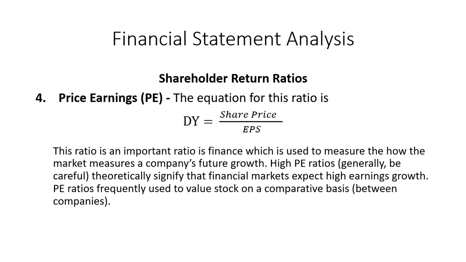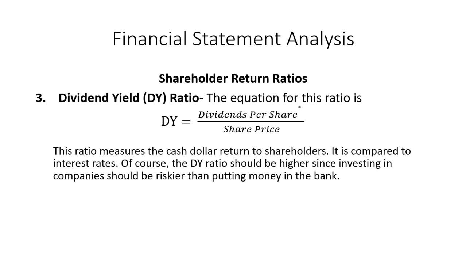Okay, so the next one is the dividend yield ratio. The dividend yield ratio is dividends per share over share price. Very easy to calculate. We've done all of the inputs to this ratio. This ratio measures the cash return to dollars. It is compared to interest rate.